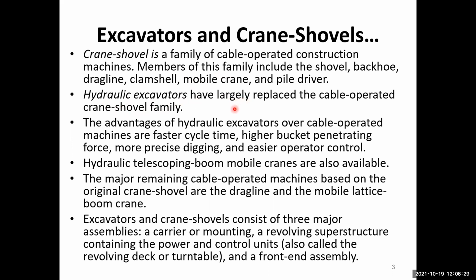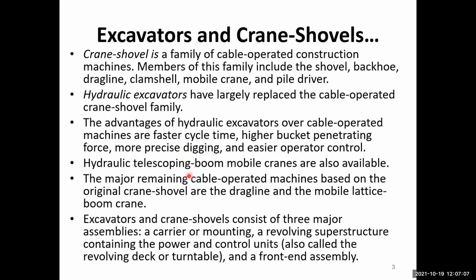In recent times, the hydraulic excavators have largely replaced the cable-operated crane shovel family. The advantages of hydraulic excavators over cable-operated machines are faster cycle time, a higher bucket penetrating force, more precise digging, and easier operator control. So if we compare the cable operated machines and the hydraulic operated machines, hydraulic operated machines are more efficient and powerful.